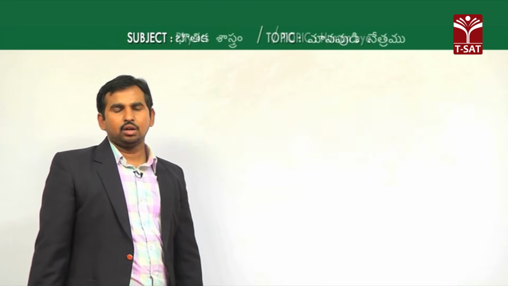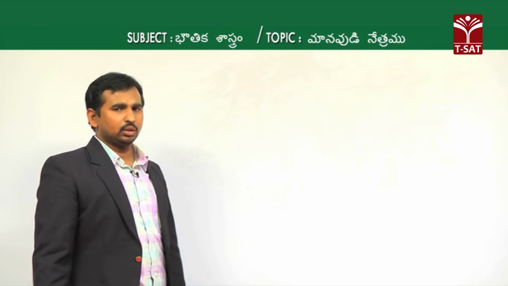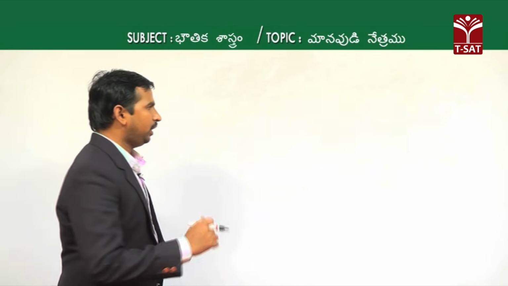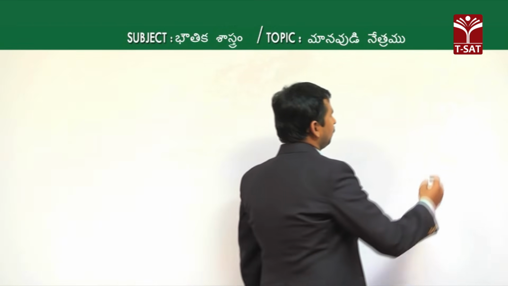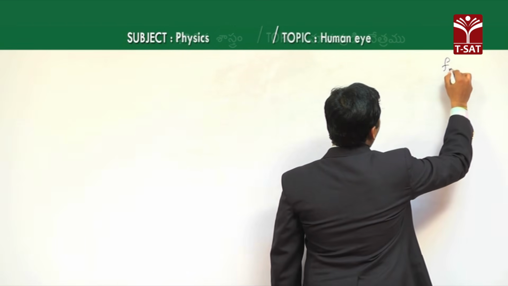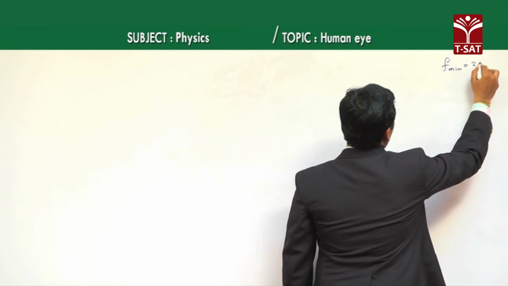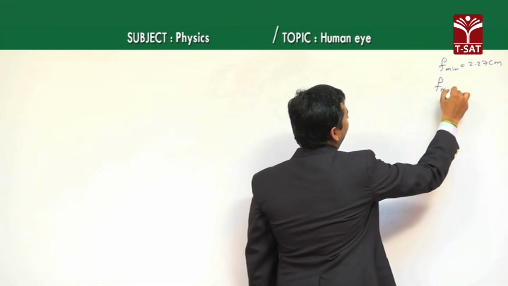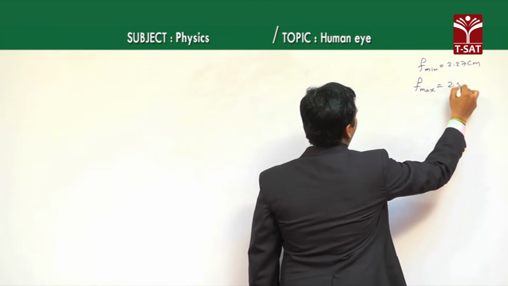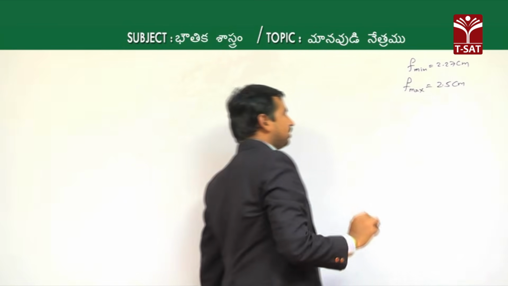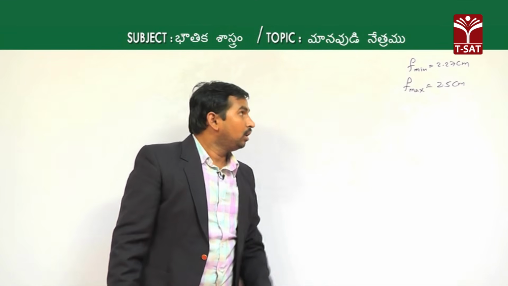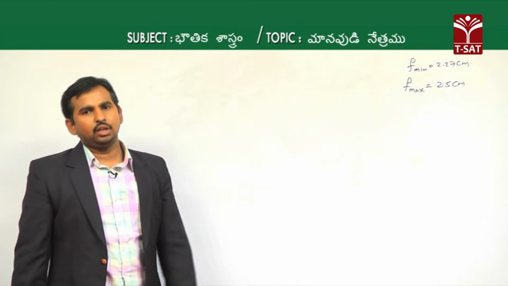Now, we have seen how the normal eye works, how the ciliary muscles adjust the focal length of the eye lens. So, we have to remember two values. The minimum focal length required to see near distances is 2.27 centimeters, whereas to see the maximum distance it is 2.5 centimeters. We have to remember these two values.